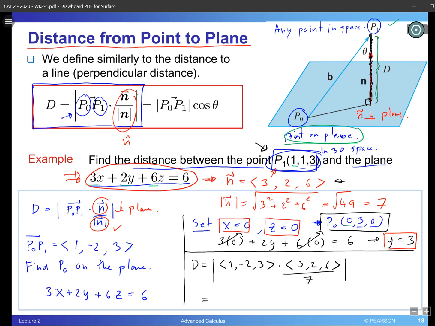Now let's work on the dot product. First component 3, second component, oh, I made a mistake here. Minus 2 times 2, I get minus 4. And last component I get 18. So for the numerator, I have 3 minus 4 plus 18, which gives 17, divided by 7. And that is the distance.